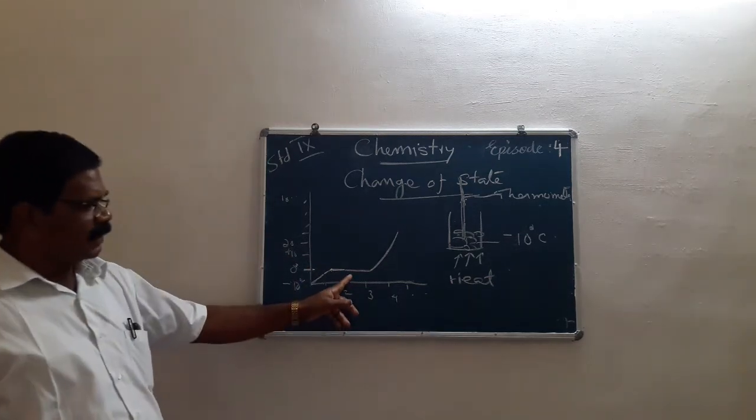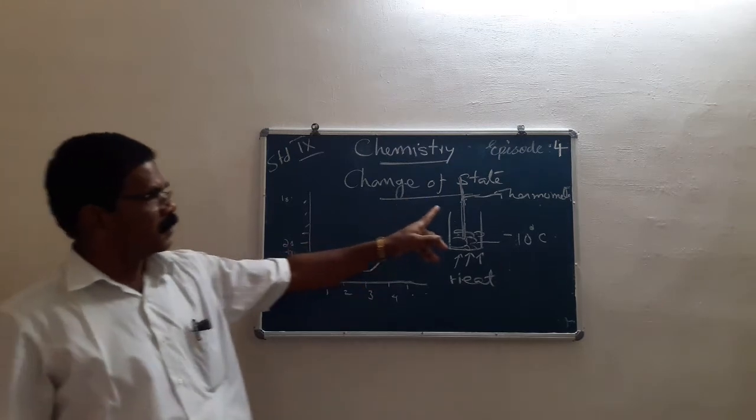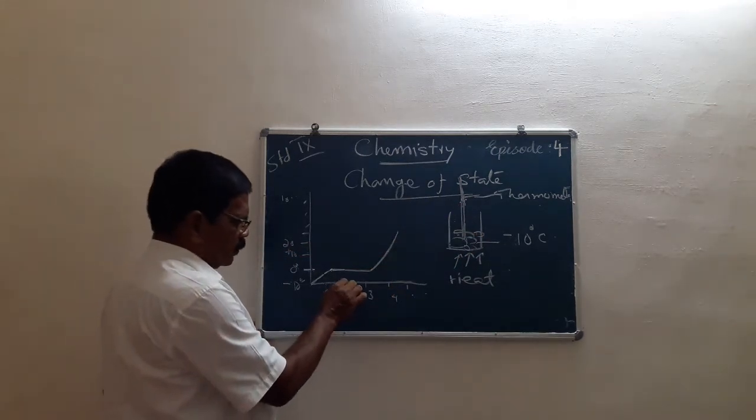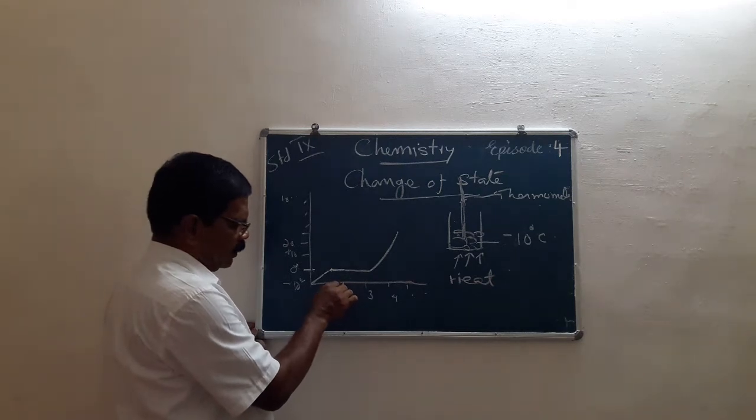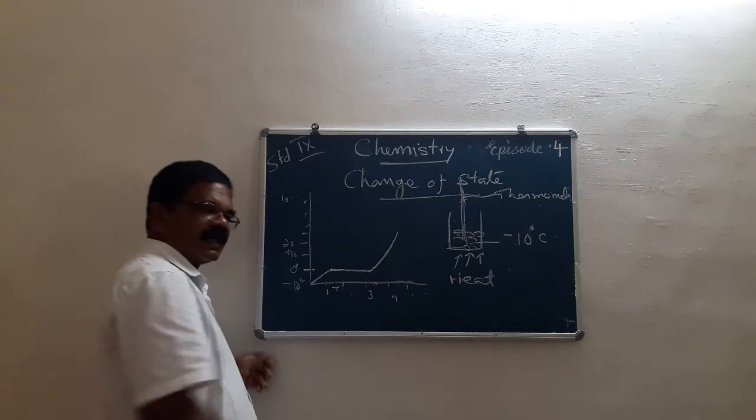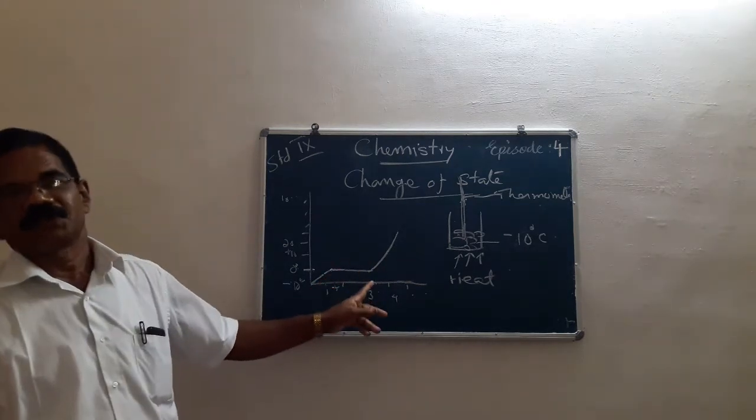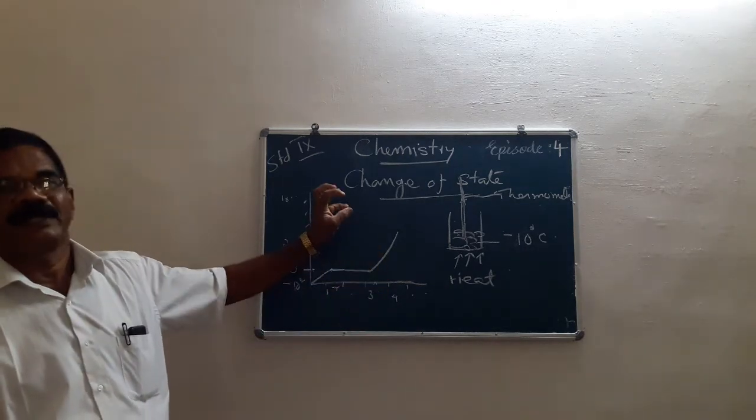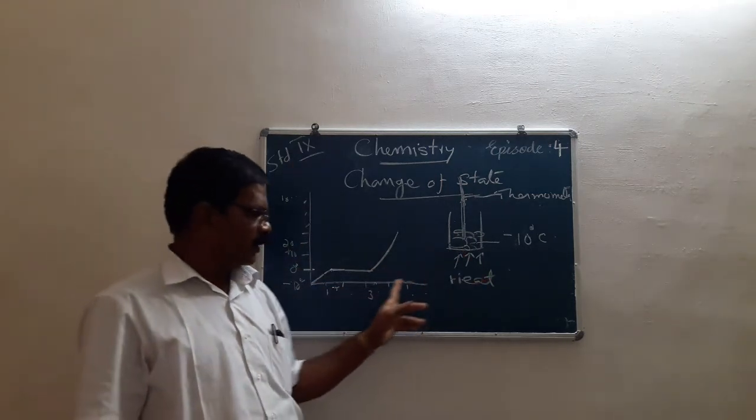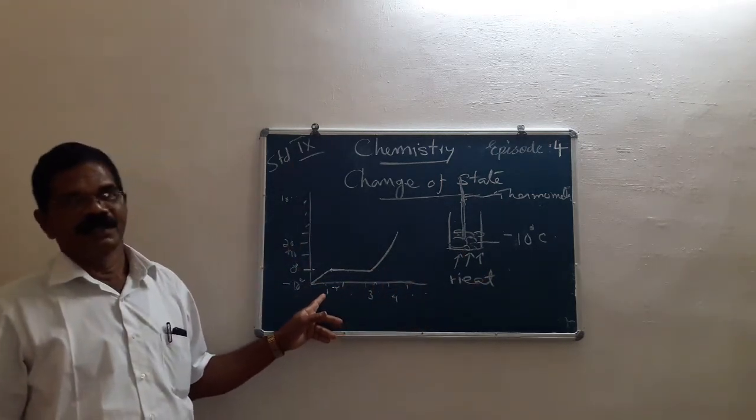Then for some time there is no rise, shows the thermometer. From 1.5 to 3.5 minutes, there is no rise in temperature shown in the thermometer. What happens to the heat given to the ice?